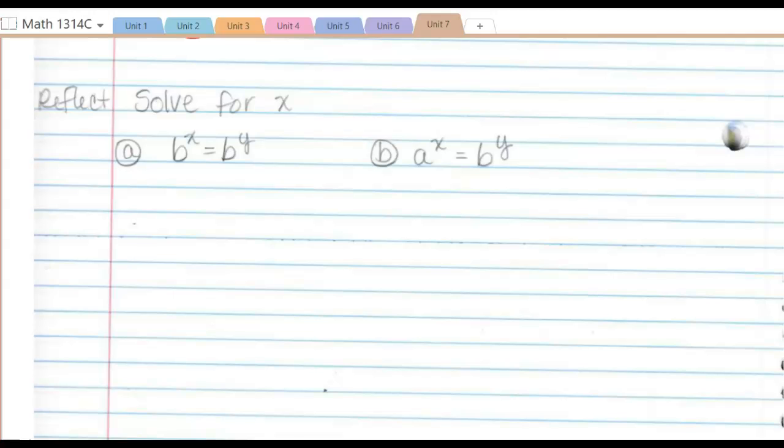Now let's turn our attention to the reflect of the page. After the lecture videos, you will be able to reflect about solving an exponential equation in which the bases are the same. This has been covered in previous lectures, but we're also going to solve problems in which the bases are different. That concludes this video.